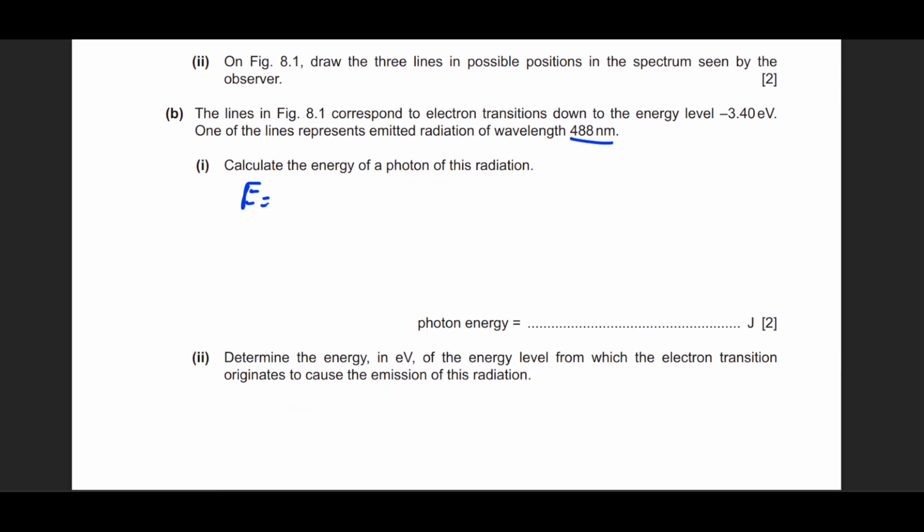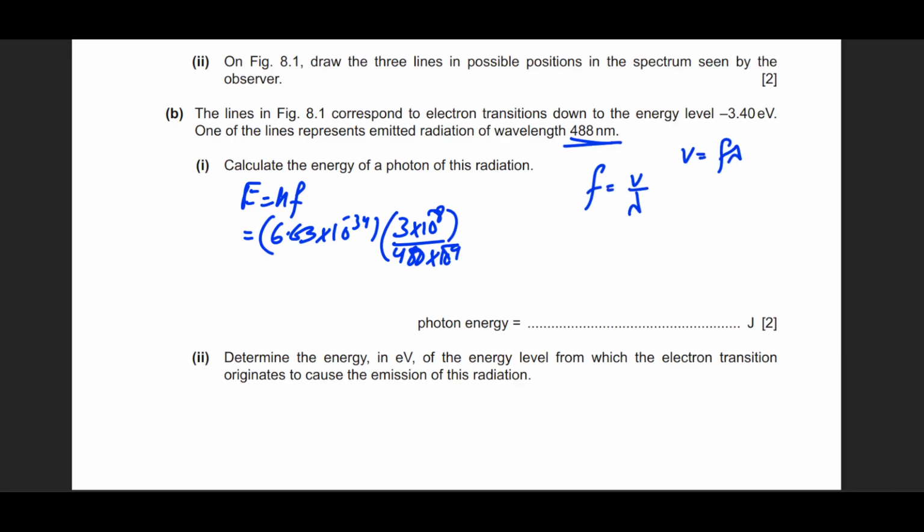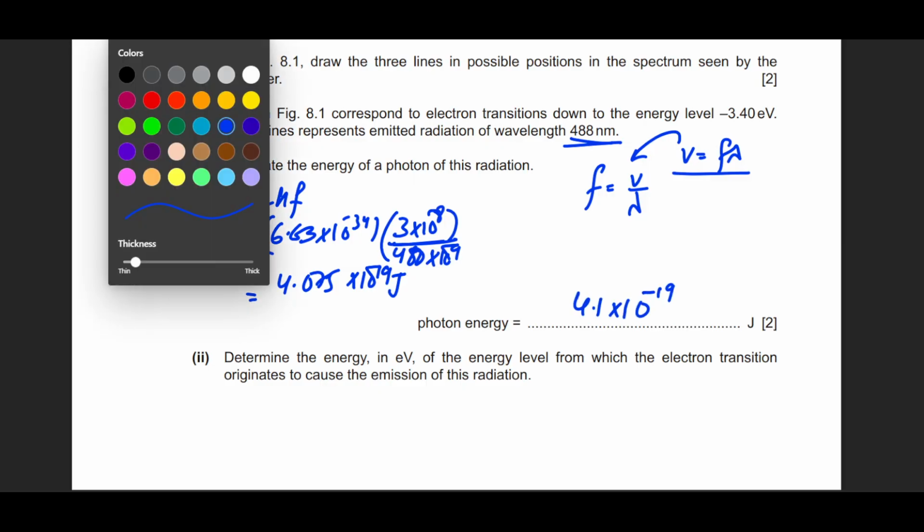No problem. We have E equals hf. The energy is 6.63, Planck's constant, raised to power minus 34, times f. We don't know f, but we know the wavelength. So f is equal to v divided by lambda, from v equals f lambda, and since we're dealing with light, it moves at the speed of light. So this is 3 into 10 raised to power 8 divided by 488 into 10 raised to power minus 9. This comes out as 4.075 into 10 raised to power minus 19 joules. We can convert this into electron volts as well, no problem. So 4.1 into 10 raised to power minus 19 joules.